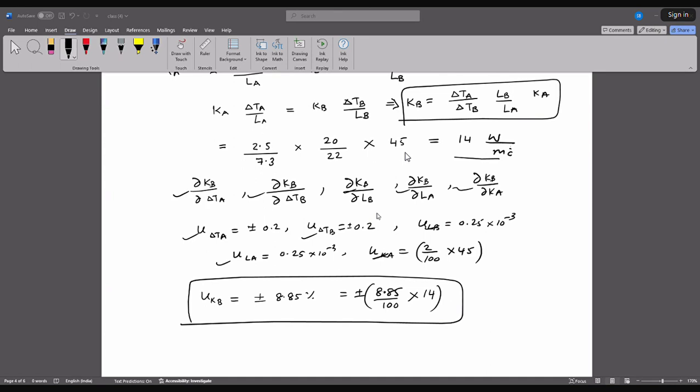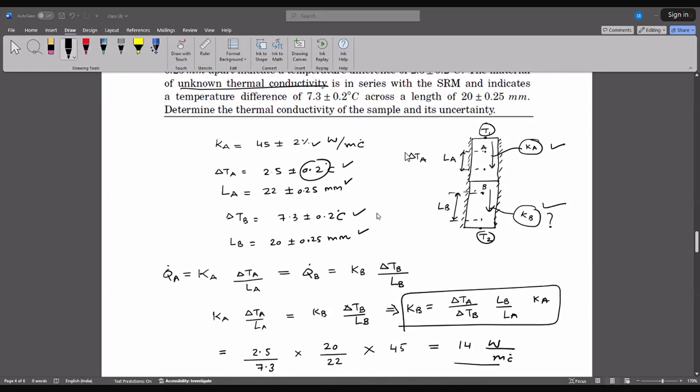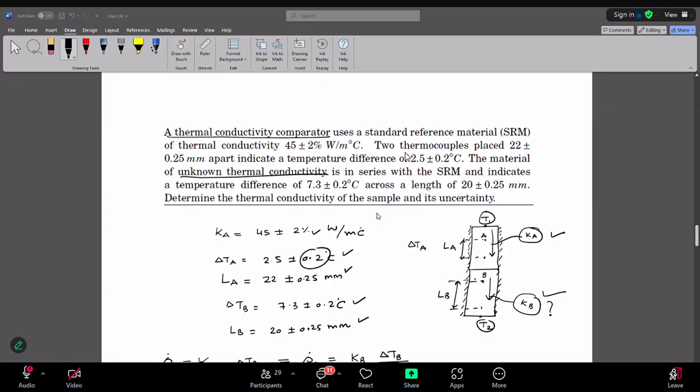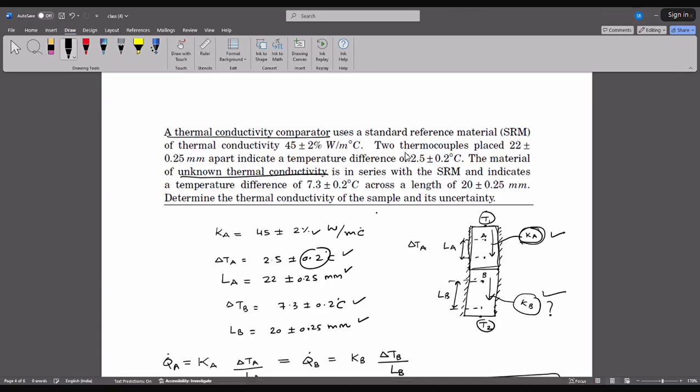Sir, sorry to interrupt. Can you just explain the diagram that you have drawn for the last question alone? See, typically what happens is you have a standard material whose thermal conductivity you already know, right? And you have another material, a sample given to you in the form of a rod, and you are asked to find the thermal conductivity of the rod.